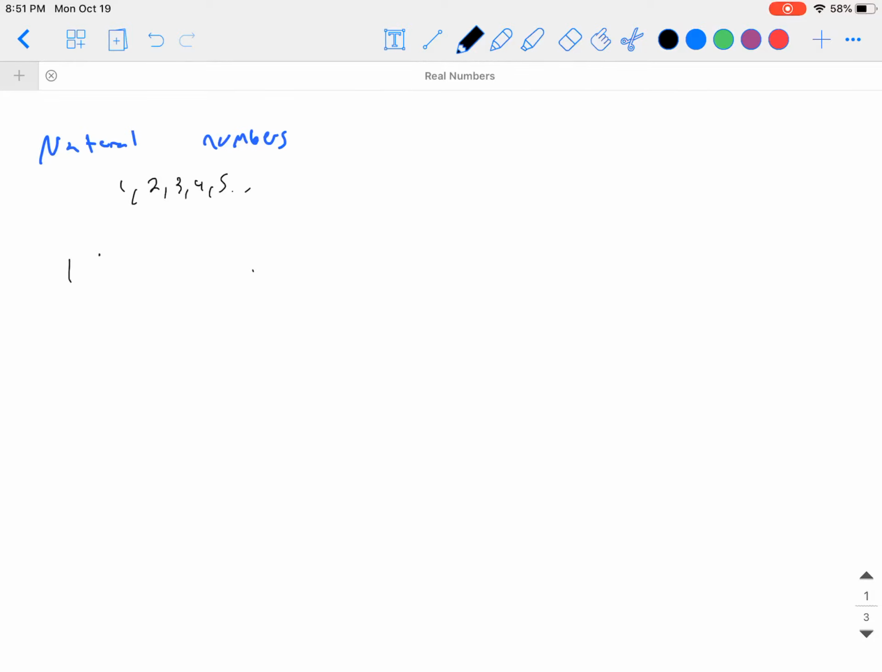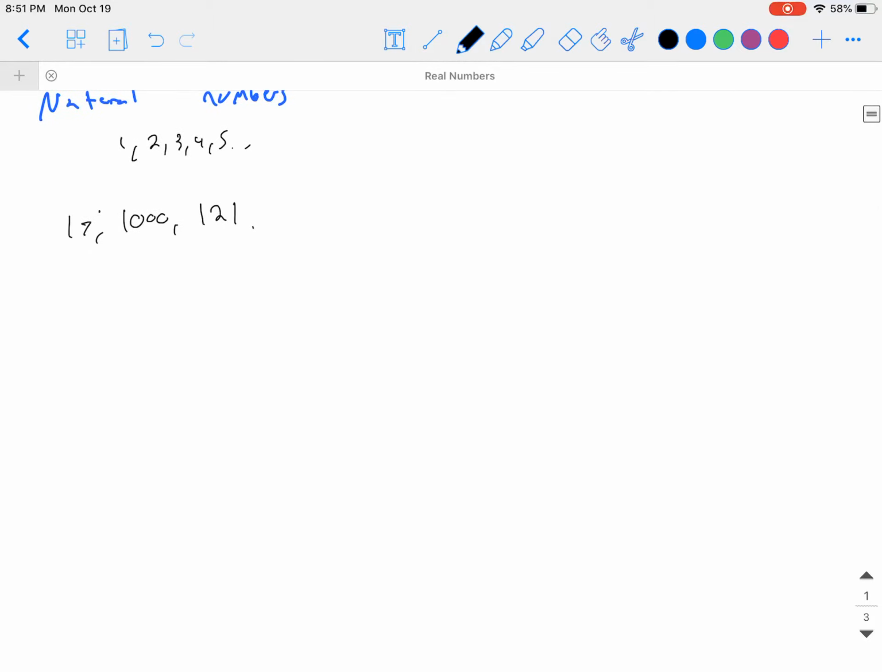So, for example, 17, 1,000, 121 are all natural numbers. The size of the number does not matter. All that matters is that it's positive and has no decimal. 17, 1,000, 121 meet those characteristics, so thus they are natural.